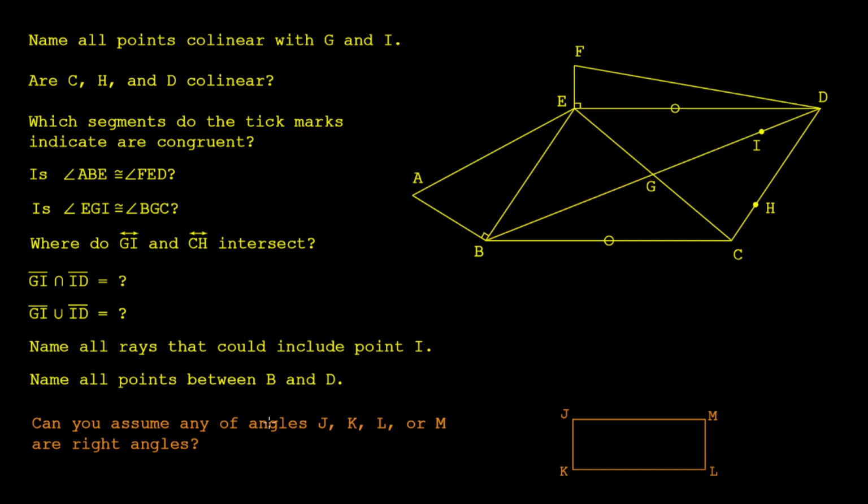Now I'm going to go to orange because this is a separate figure and a separate problem. Can you assume that any of angles J, K, L, or M are right angles? And the answer is no. Yes, they appear to be right angles. However, what if this one is 90.00001 degrees and this one over here is 89.997 degrees? In geometry, to assume a right angle, you have to be told. There has to be one of these symbols, or in the givens for the problem, they will say this angle is a right angle.